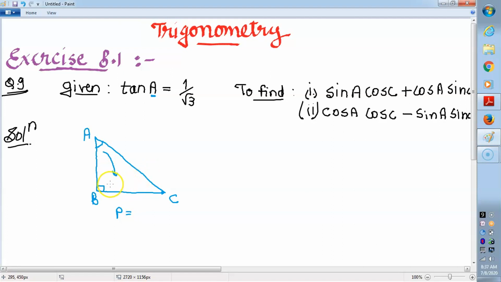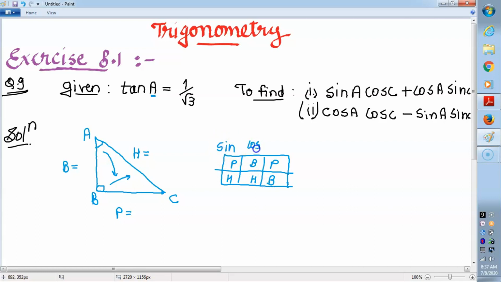The side opposite to the right angle, angle B, is always the hypotenuse, so AC is the hypotenuse, and the remaining side is the base. That is, the side adjacent to angle A is the base. To decide the trigonometric ratios, we always draw the small table. Our small table is PBP and HHP. The first is for sine, second for cos, third for tan, and their reciprocals, cot, sec, cosec.